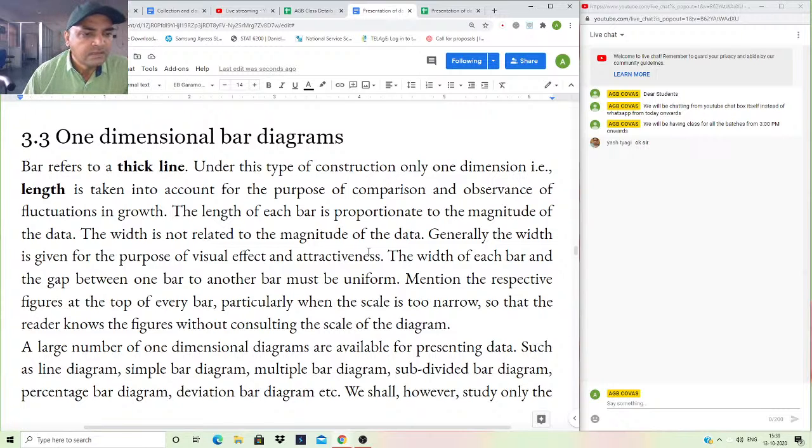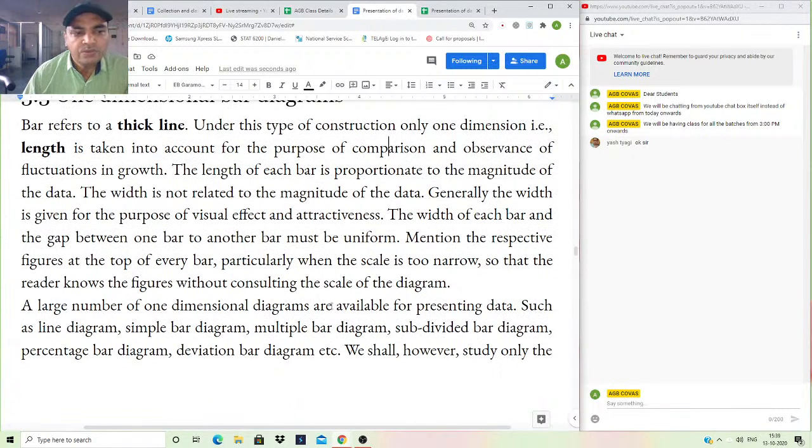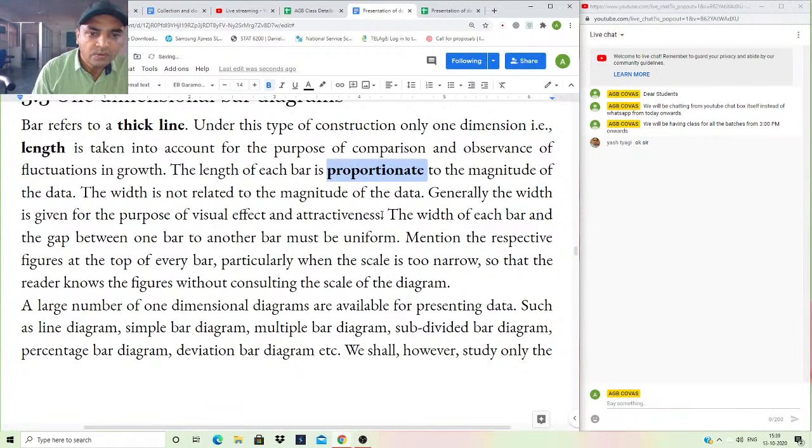That is, it may be some growth or some other variable, but we are taking only the one variable and in one direction along the length. So the length of each bar is proportionate to the magnitude of the data. Okay, so the length of the bar you will be getting in your diagram will be in proportion to the magnitude of the data. Okay, now the width is not related to the magnitude of the data in one dimensional diagram. Okay, that is the width of this bar diagram will not be proportional to the data. Now generally the width is given for the purpose of visual effect and attractiveness only.